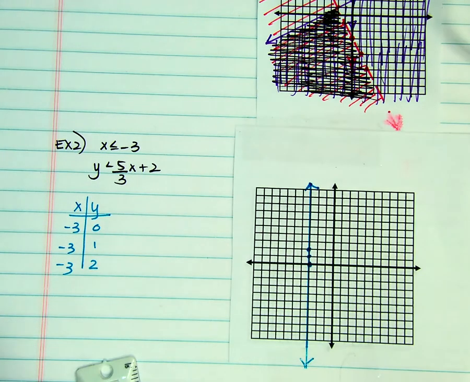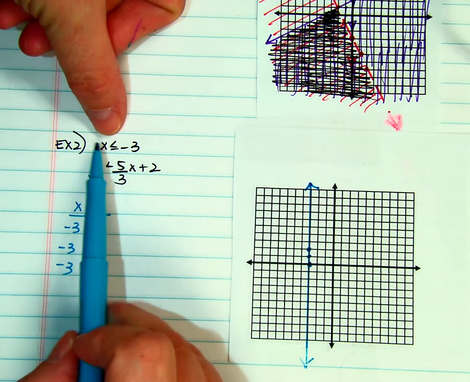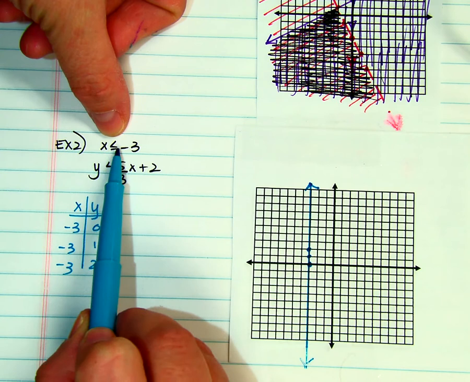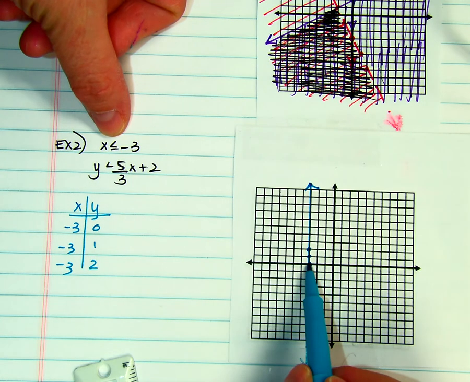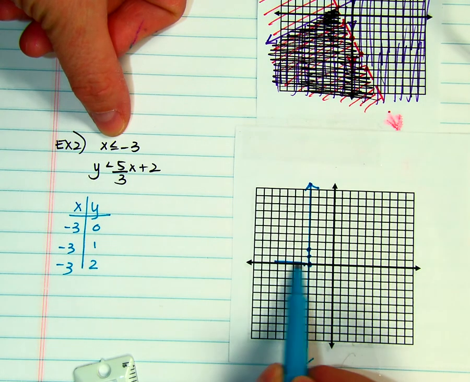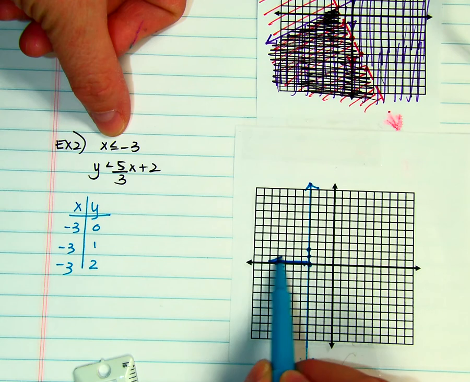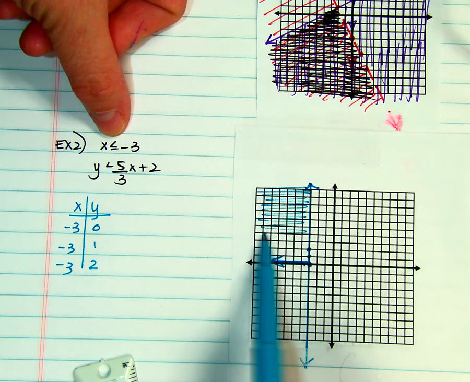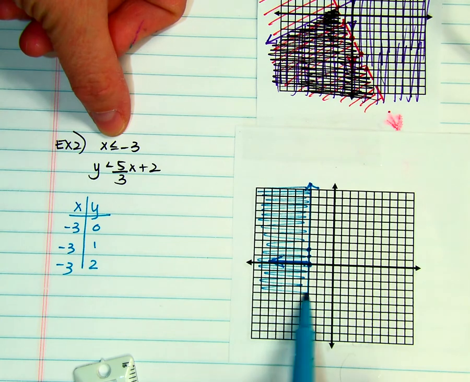Now this one's a little bit different. Now I'm looking for all the x's less than where I'm at on the x-axis. So here's where I am on the x-axis. I want all the numbers that are less than where I'm at. So my shading for this blue is going to be over here.